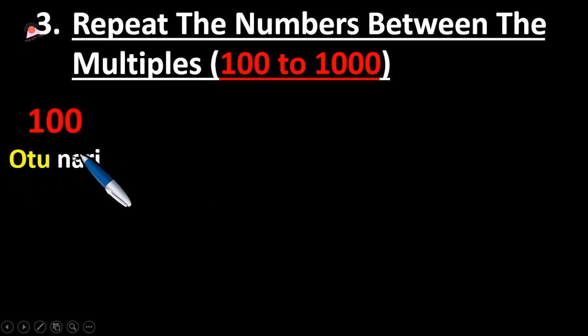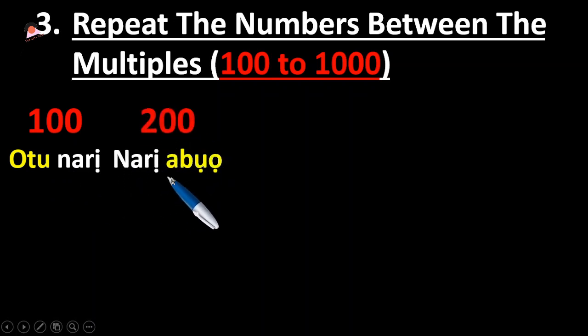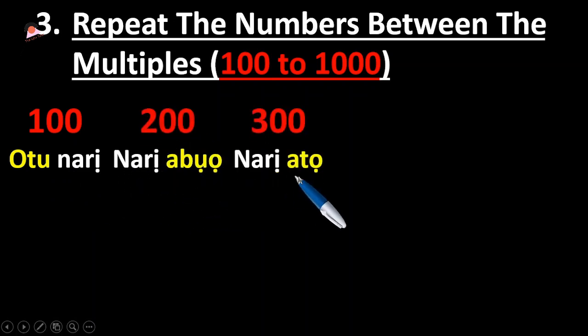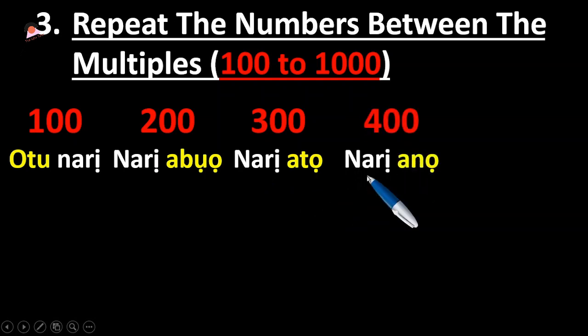We start with 100, nari. 200, nari abua. 300, nari ato. Just to remind you, 400, nari ano. You can see that nari is repeated all along. The only thing that is changing is otu, abua, ato, ano, which is the basic foundational unit numbers I told you earlier on. This is 1, 2, 3, 4.